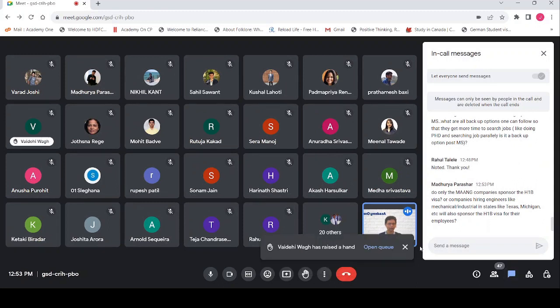Do Mang companies? It was Fang earlier, now it changed to Mang. Facebook changed its name to Meta. If people don't know, I think Madhurya has a question. Do only Fang companies sponsor H1 visas, or do all companies basically sponsor?